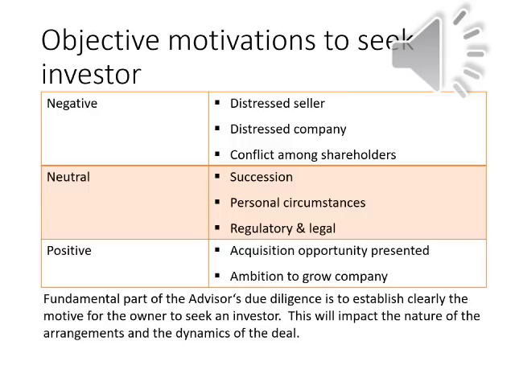One of the best ways for an advisor to reduce the risk of a potential sell-side client is to establish what the objective motivations are to seek an investor. And these can be divided into negative motivations. The seller, the shareholder is financially distressed, the company is distressed, there may be a conflict among shareholders to do with money or other issues, or family type conflict. It could be a neutral motivation, a succession issue, the owner is of a certain age and there's no children to take over. It could be to do with personal circumstances, such as a health problem. It could be regulatory and legal, that there's a legal requirement to transact. Or it could be a positive motivation. So the company has found a potential acquisition of a competitor and would like to proceed with this acquisition and requires funding to do so.